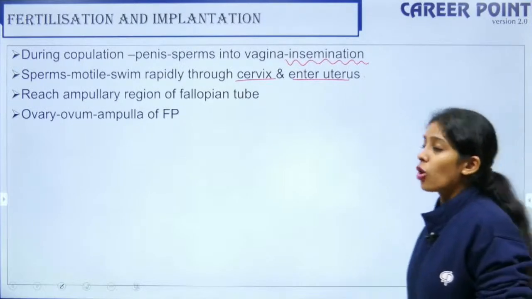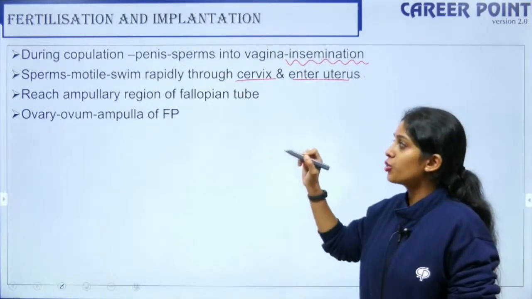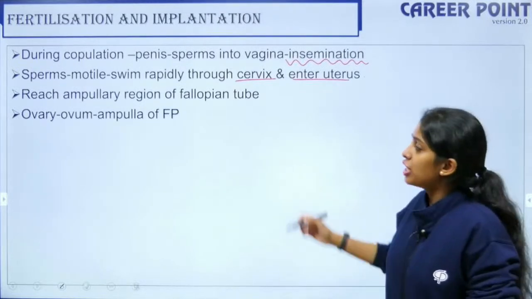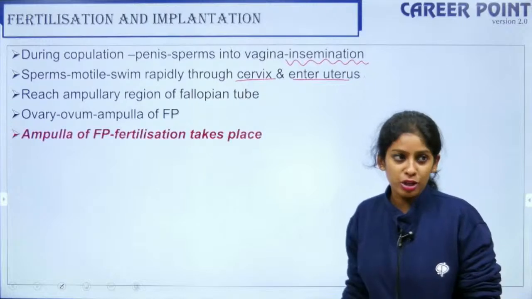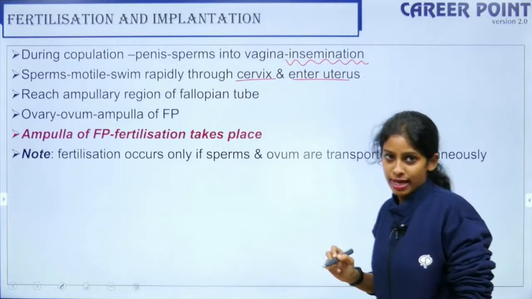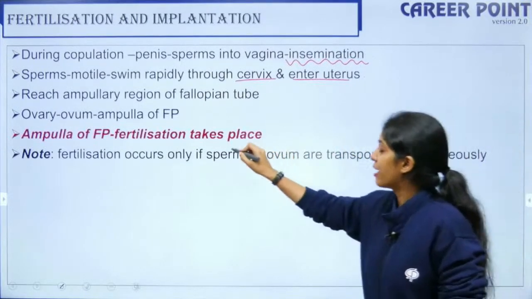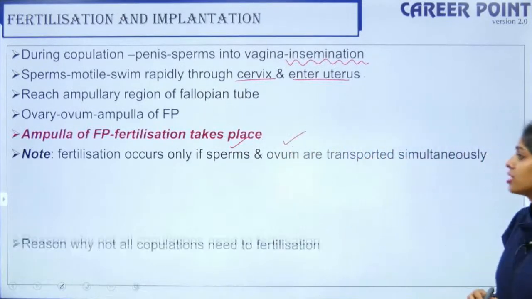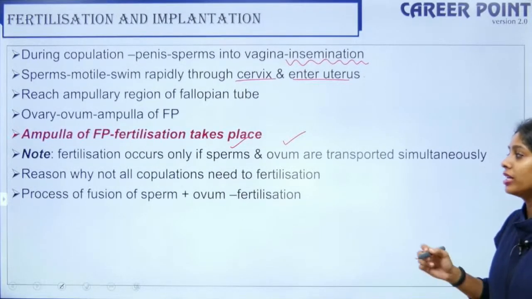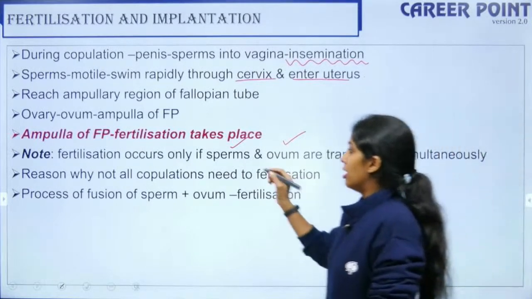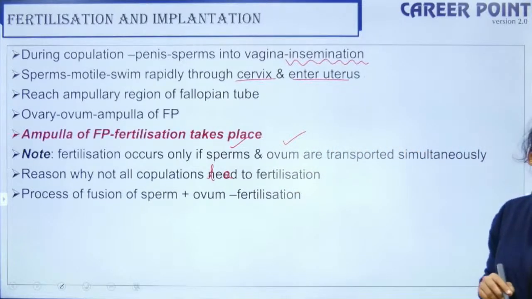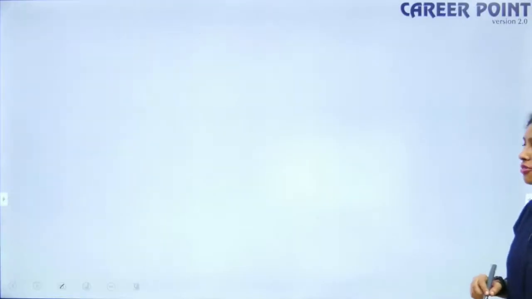The ovary also releases the ovum, which is transported by the fimbriae of the infundibulum into the ampullary region of the fallopian tube. So the ampulla of the fallopian tube is where fertilization takes place. Fertilization occurs only if the sperms and the ovum are transported simultaneously. So this is the reason why not all copulations need to lead to fertilization. Lead to, not need to. The process of fusion of the sperm with the ovum is known as fertilization.